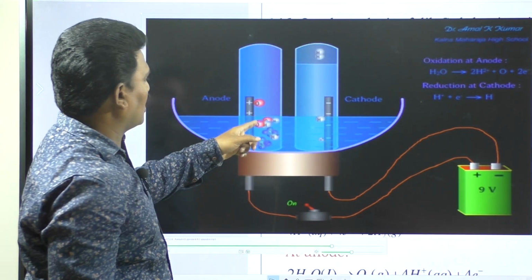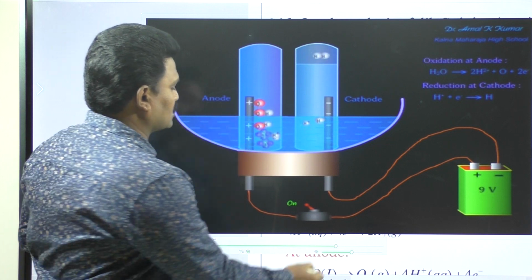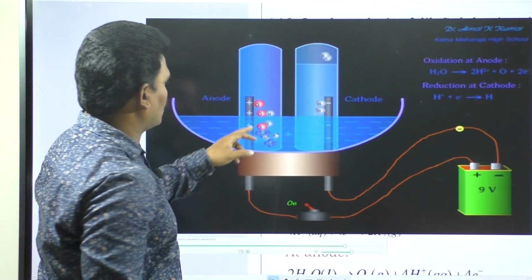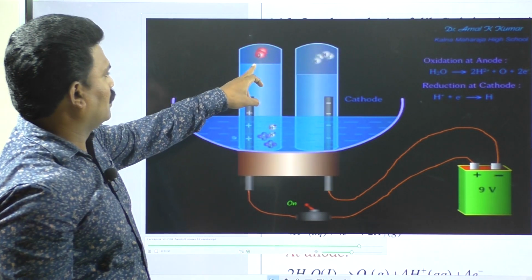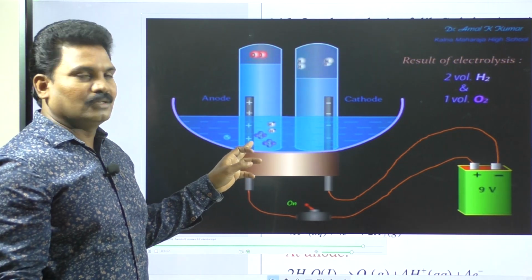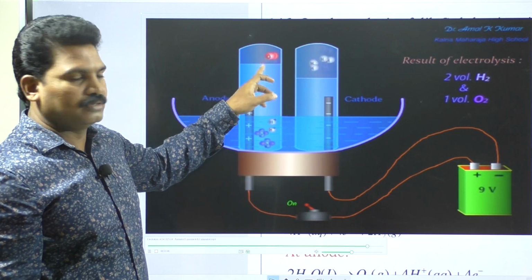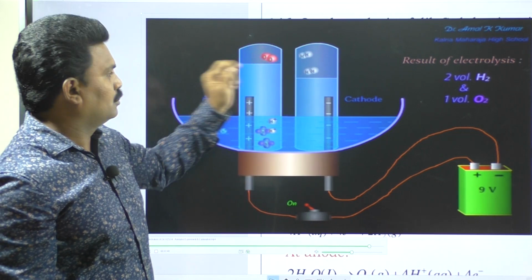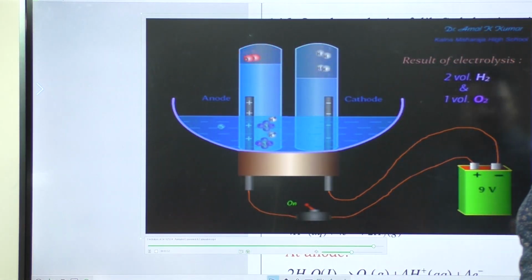And then here at anode, look at the red color balls, loss of electrons, water molecule loses electrons and changes to O2 gas. At anode O2 gas, at cathode H2 gas. It is the electrolysis of dilute sulfuric acid. O2 gas is liberated at anode, H2 gas is liberated at cathode. Okay, beautiful video.